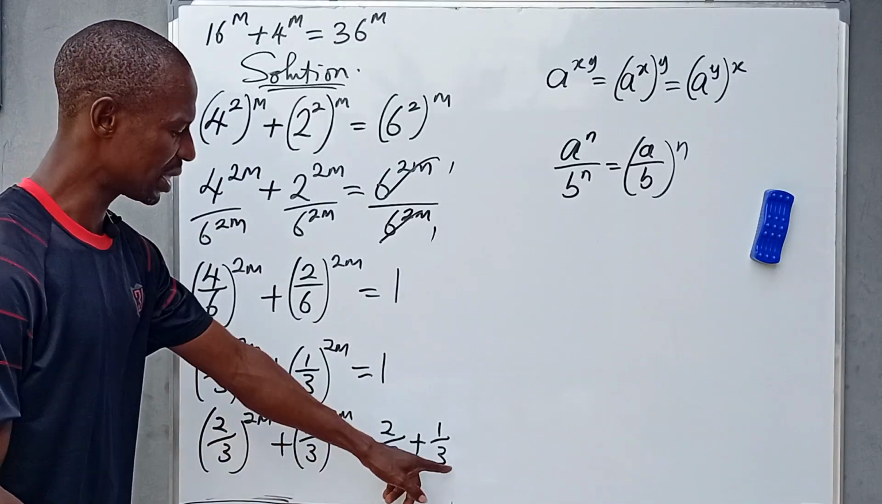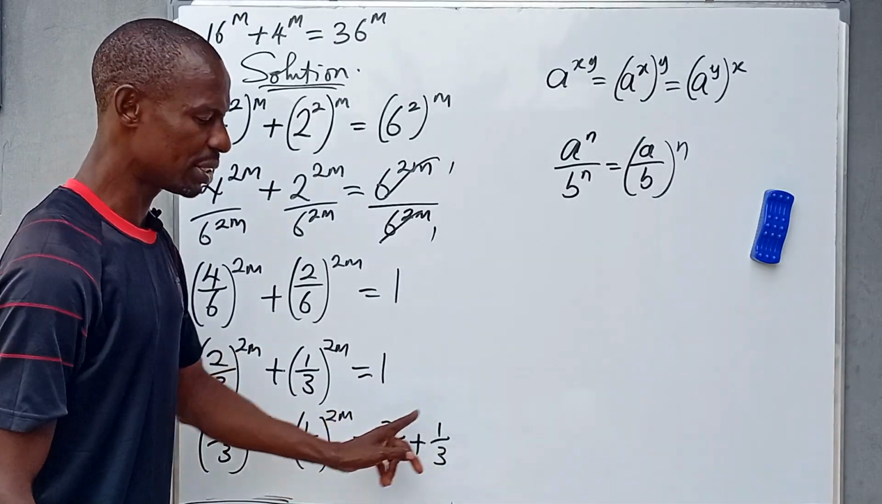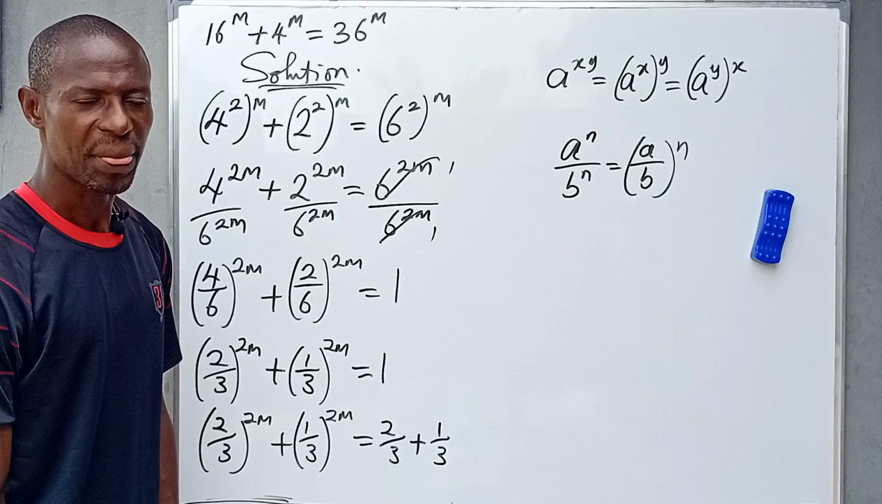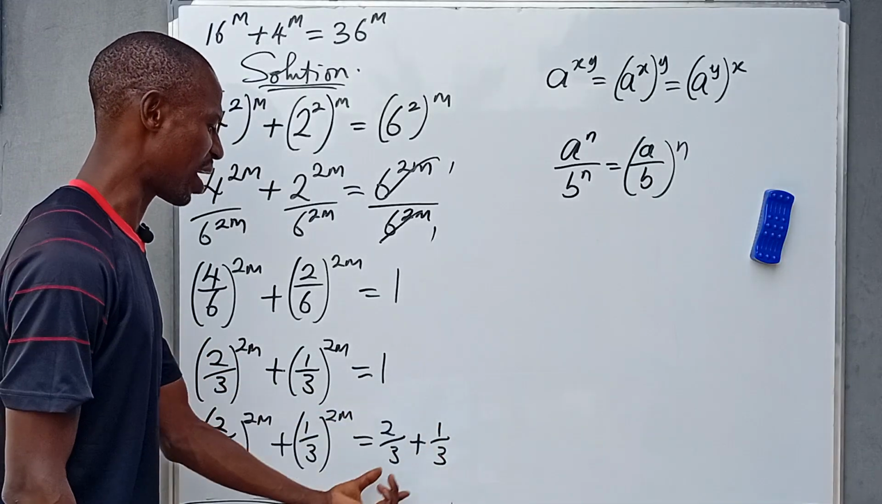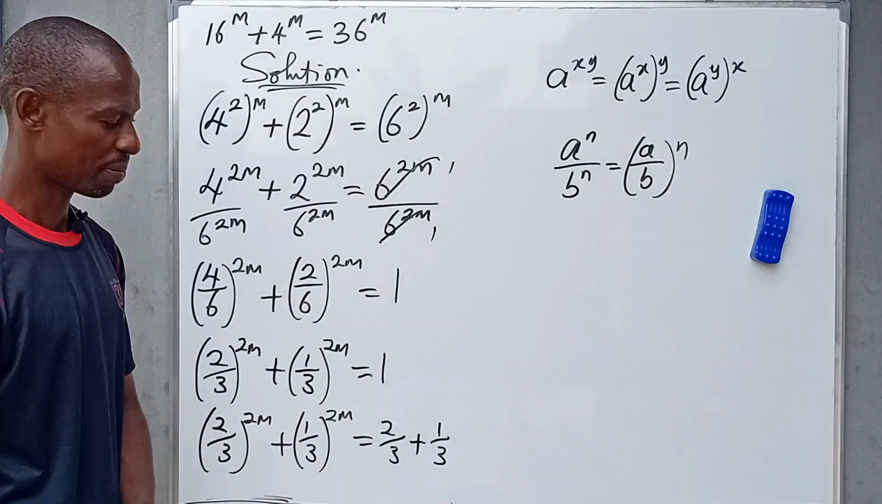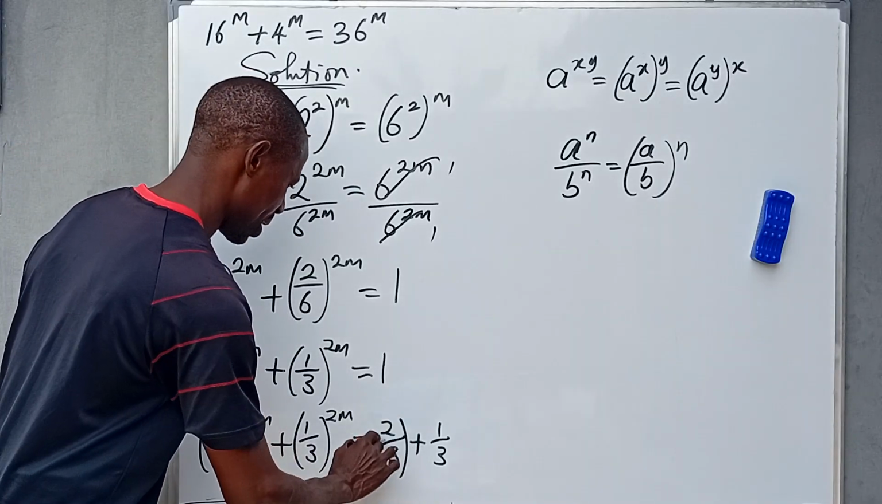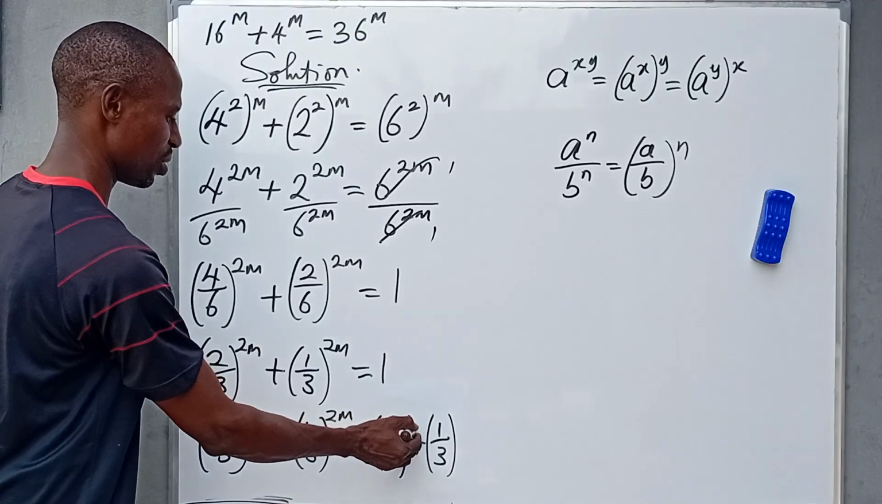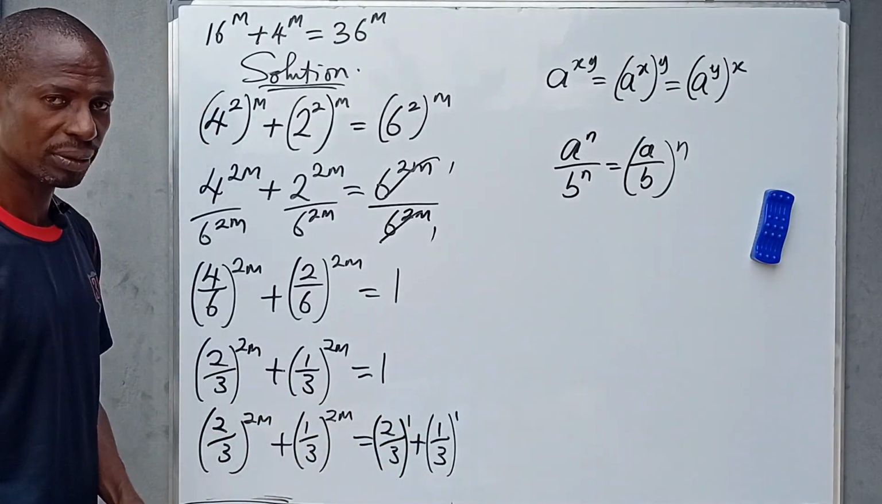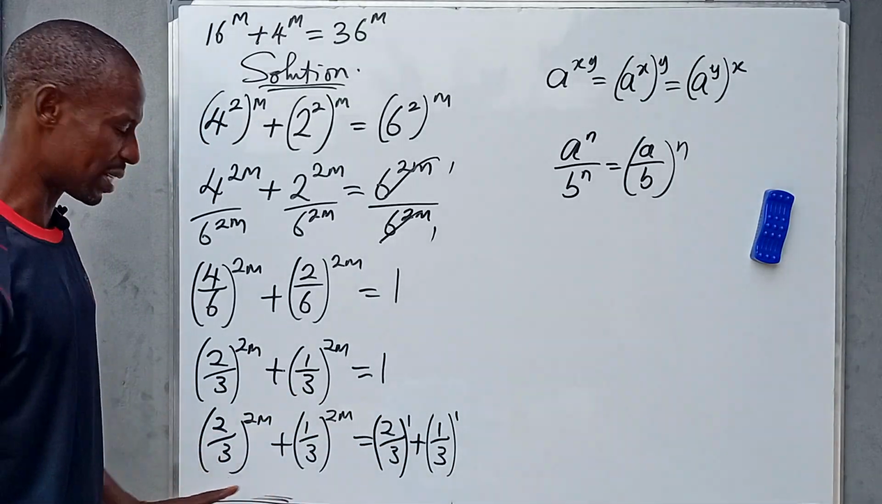The LCM of this is 3. If we add this together, that will give us 3, and 3 over 3 is 1. So this expression we have here is equal to this. Now, if I put this in brackets, it means this is to the power of 1, and this is to the power of 1. And look at what we have on the left-hand side.